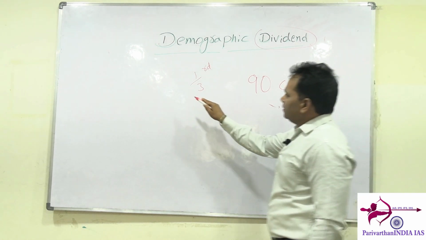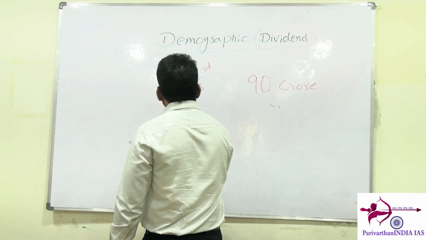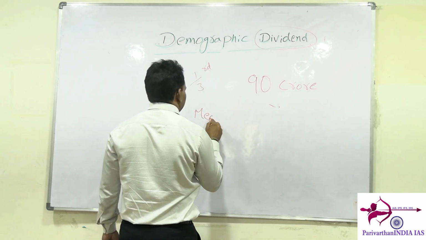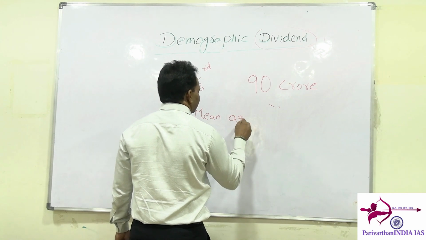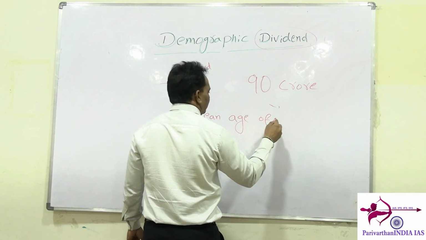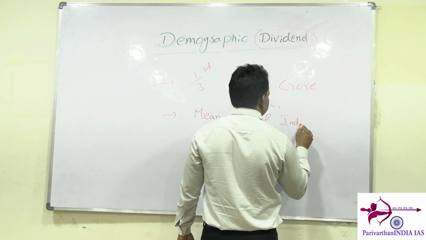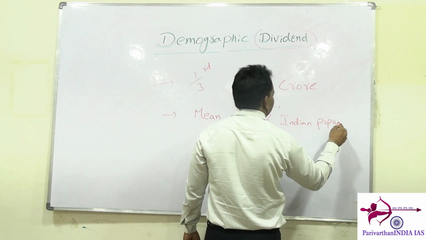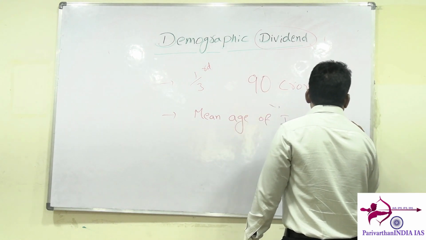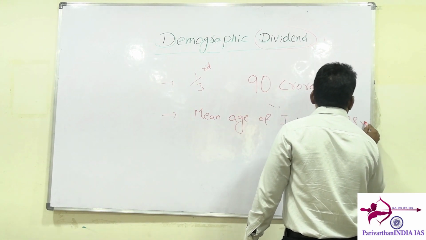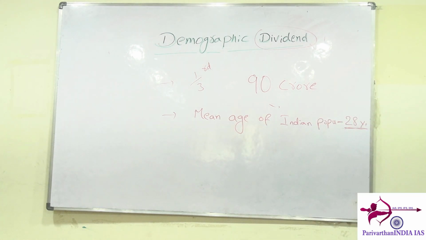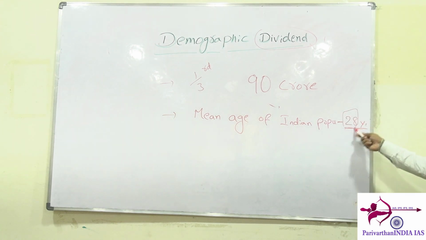Another important thing: the mean age of the Indian population. The mean age of the Indian population is just 28 years.